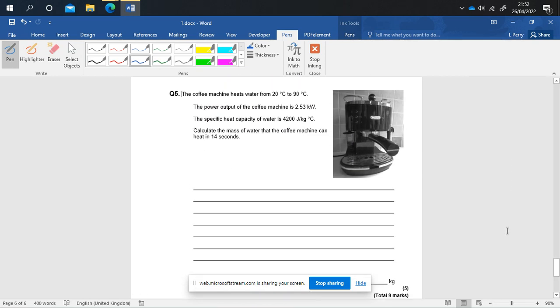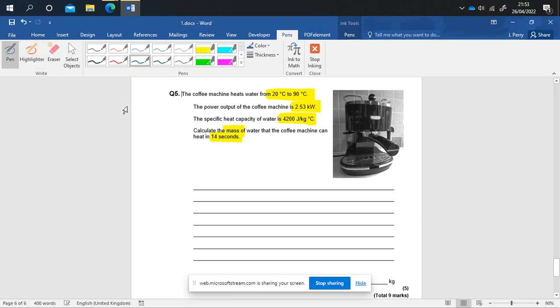So the coffee machine, so different question. The coffee machine heats water from 20 to 90. The power output of the coffee machine is 2.53 kilowatts. The specific heat capacity of water is 4,200. Calculate the mass. So similar question to last time. So I'm asked to calculate mass. So I've got a question with mass in it. I'm given a time. I'm given a specific heat capacity. I'm given a power. And I'm given two temperatures.